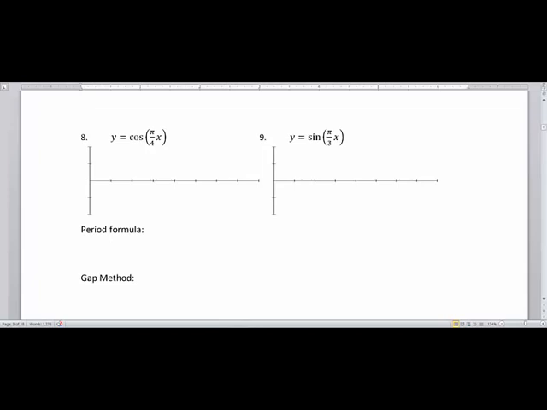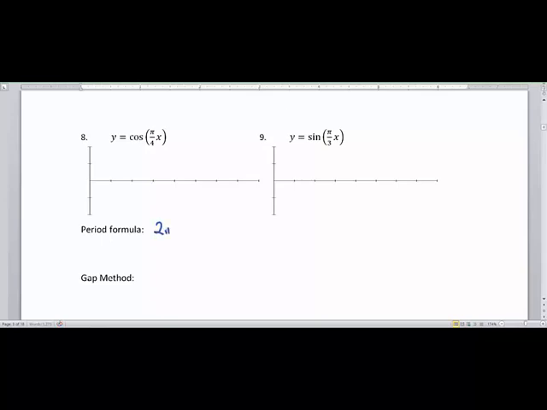So for these final 2 examples here, we have our letter b, or our omega, or our period modifier, to be actually a radian instead of a whole number. So instead of 2 or 3 making the wave go faster, or a fraction, like a 1/2 or 1/3, making the wave go slower, something cool happens when we have a radian in here, and I'm not going to give it away right now.